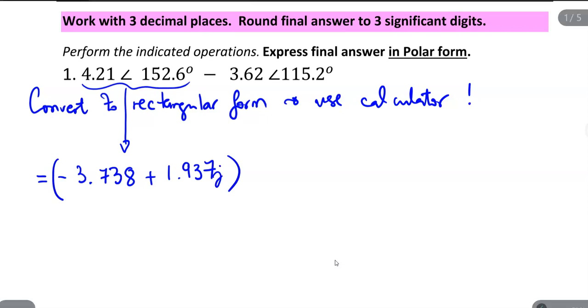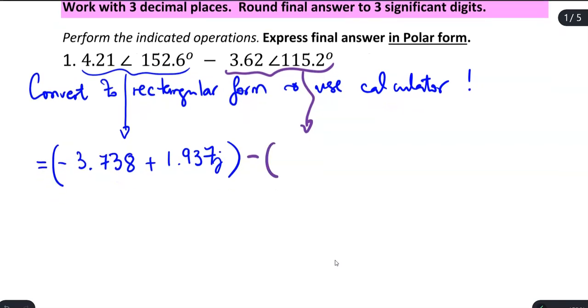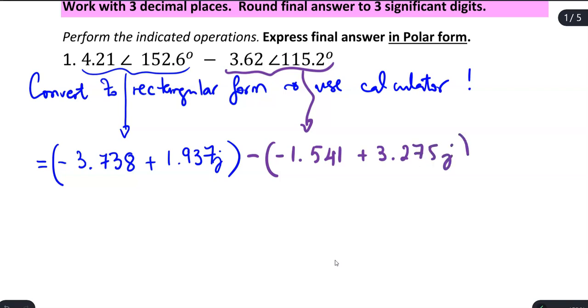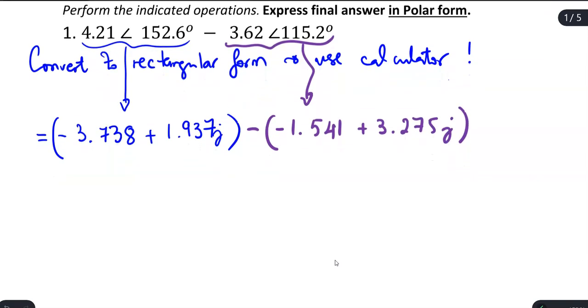When we convert this other complex number, we have this number here. Put it in the brackets because you might end up with a negative. Negative 1.541, add that with 3.275j. At the same time, I would like you to use your calculator and review the concept of converting from polar to rectangular form and make sure that you get these numbers. Now I'm going to use algebra.